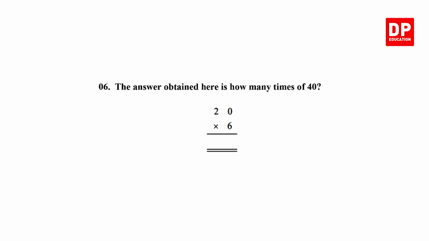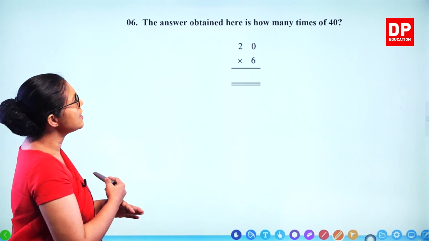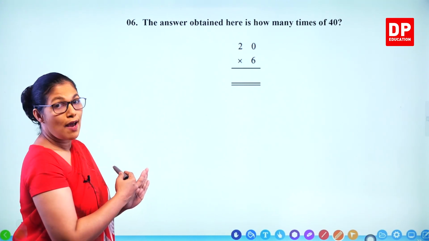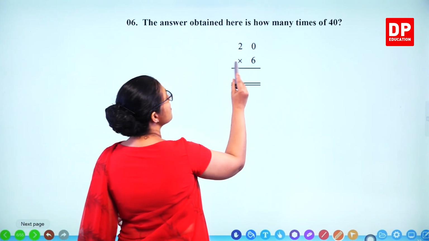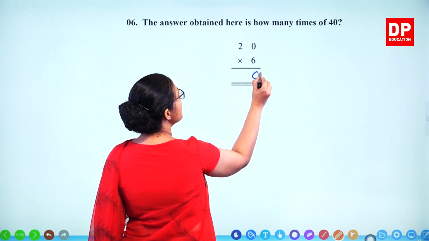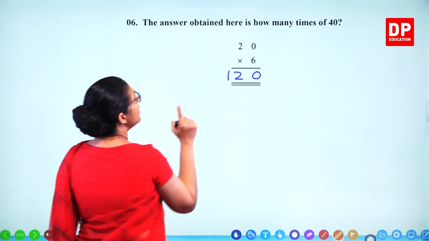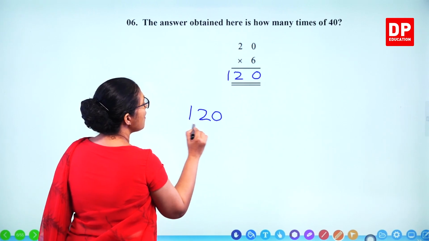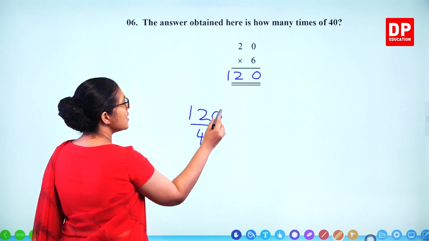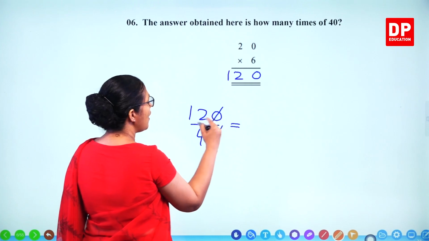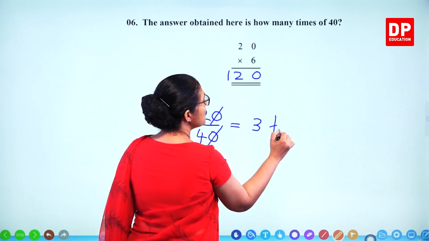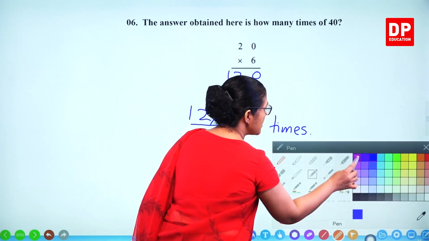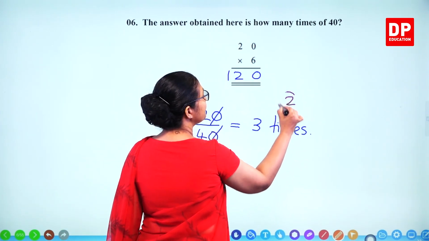Question number 6. The answer obtained here is how many times of 40? So first we have to find out the value. 6 multiplied by 6. 6 times 0, 0. 6 times 2, 12. Now how many times of 40? We have to divide by 40 and see. 0 gets cancelled out. 12 and 4. 3 times bigger than 40. That's 120. So you get 2 marks.